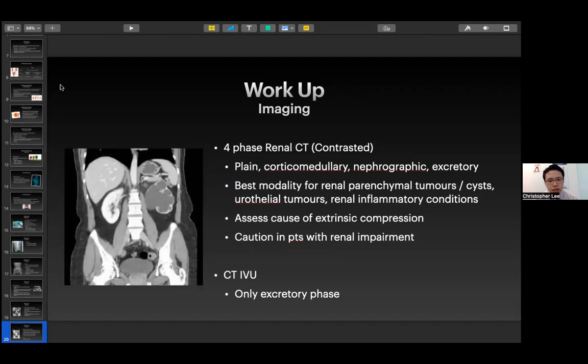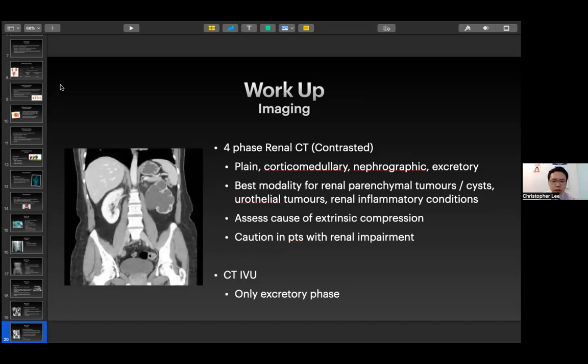Okay, the next CT scan is what we call a 4-phase renal CT. So this is obviously a contrasted scan, and the 4 phases are the plain, which is before you give contrast, the corticomedullary, where you see the renal cortex enhanced, the nephrographic phase, where the whole kidney is quite uniformly enhanced, and finally the excretory phase, where the contrast goes into the collecting system and the ureters and the bladder.